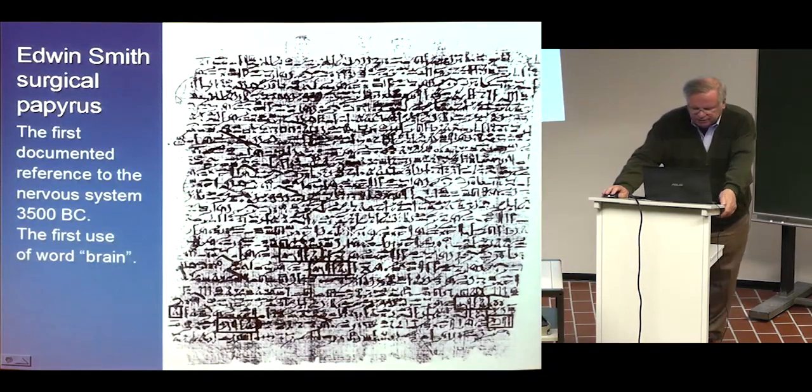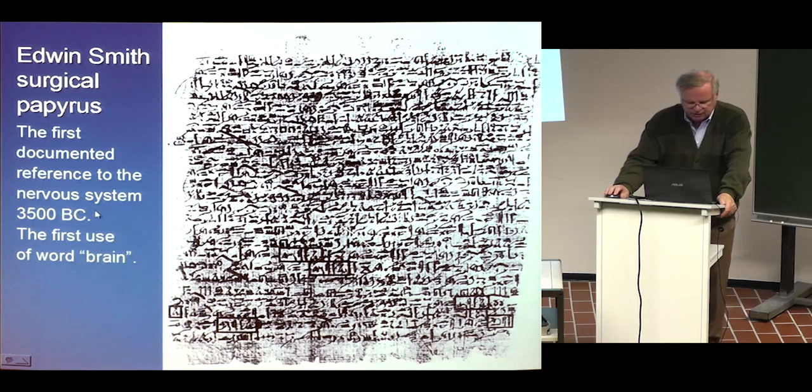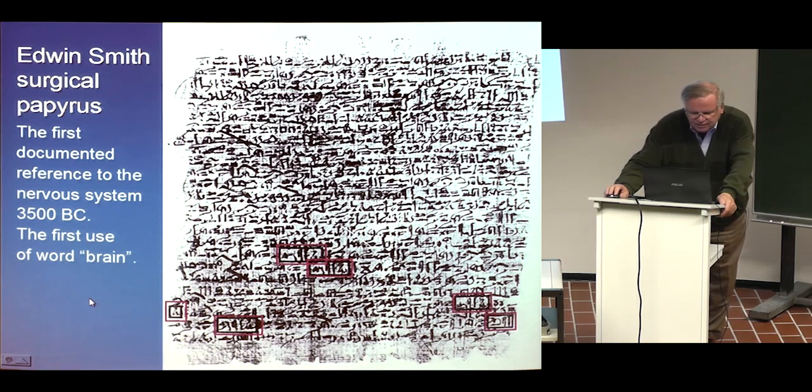There is a very ancient historical document, the so-called Edwin Smith surgical papyrus, with the first documented reference to the nervous system, from 3500 BC. There was the first use of the word brain. You can easily find it from here. That is the brain.